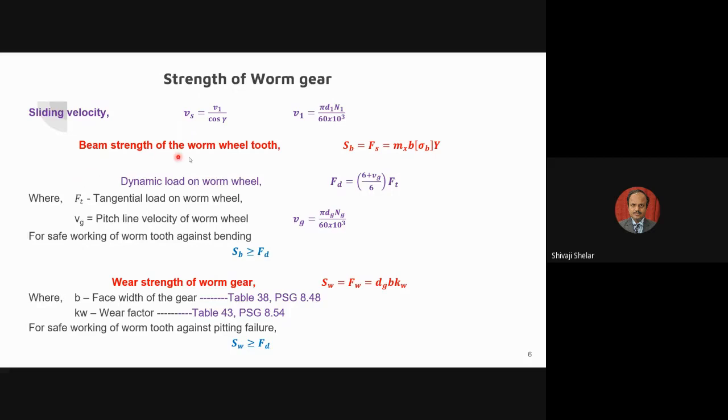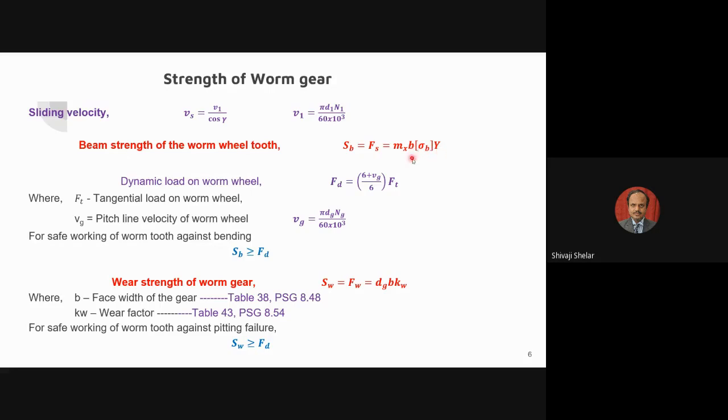Let's take the beam strength equation. We are using the same equation as that of the spur gear. The beam strength SB, that is Fs, is equal to Mx B sigma B Y. Same equation, only this Mx will be the axial module here. B is the face width of the worm wheel. Again, this face width will not be taken as 10 m. Please remember the face width is not 10 m. There is a separate table or standard value relation for B here, so you have to take the standard value of B, and then the sigma B Y product. I have already said that sigma B and Y come from separate tables.